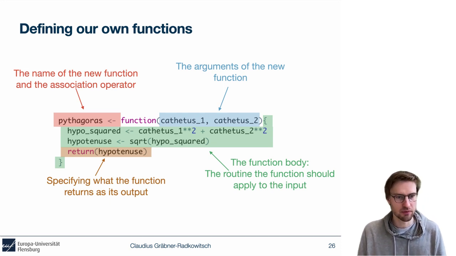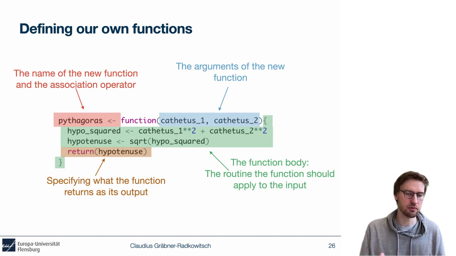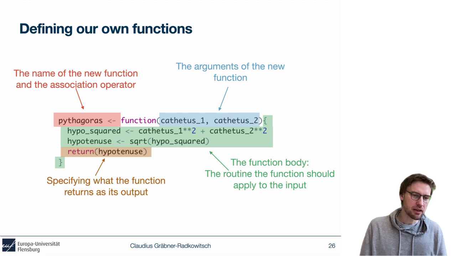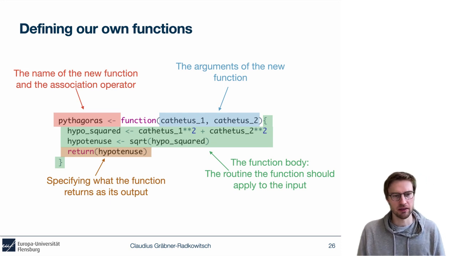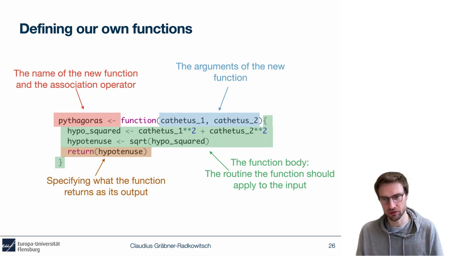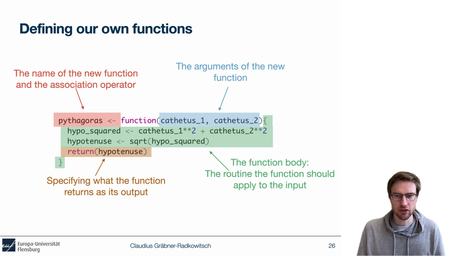If you don't add the return line here, R returns as an output of the function the result of the ultimate line, which in this case here would be nothing because we only have an association. But I recommend you to be explicit, especially in the beginning, using the return statement. So what this function does, it takes two arguments, cathetus1, cathetus2. In the function body, we can refer to these two arguments by using their respective name.